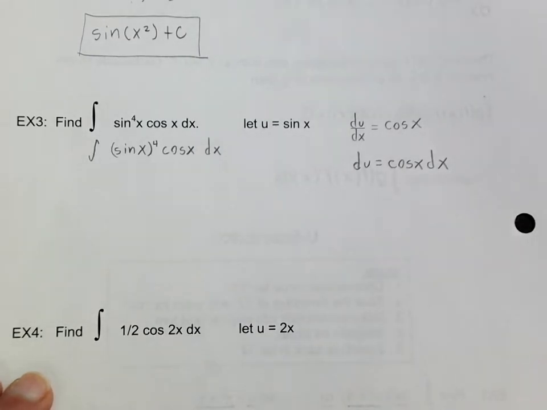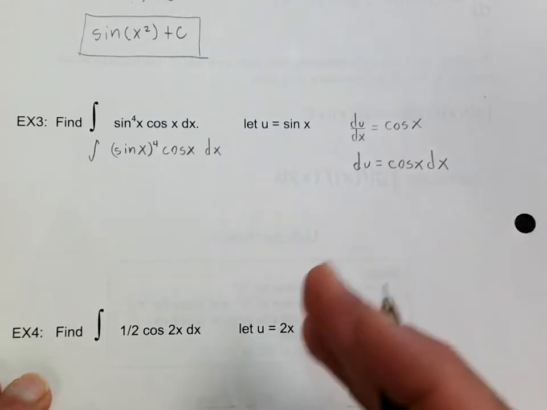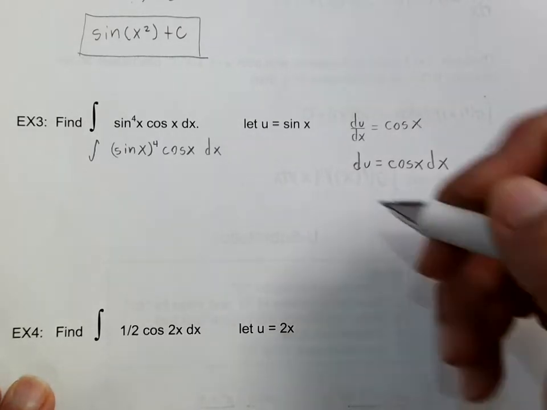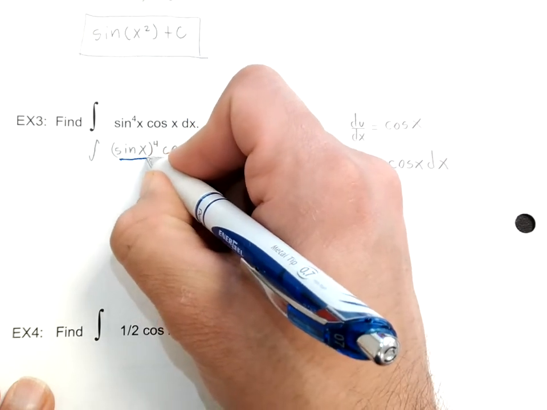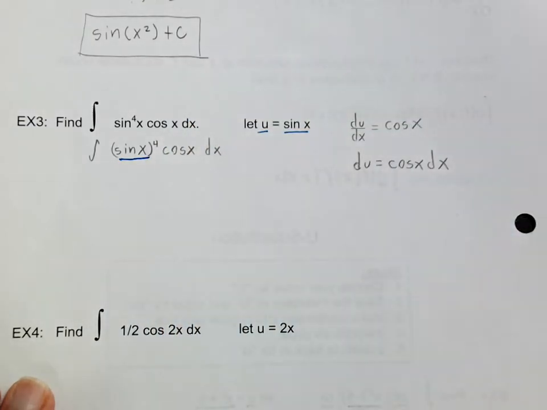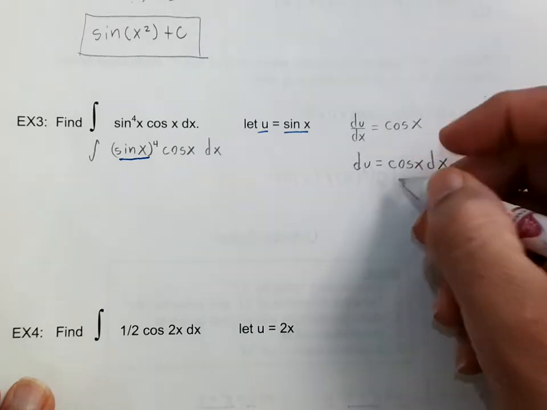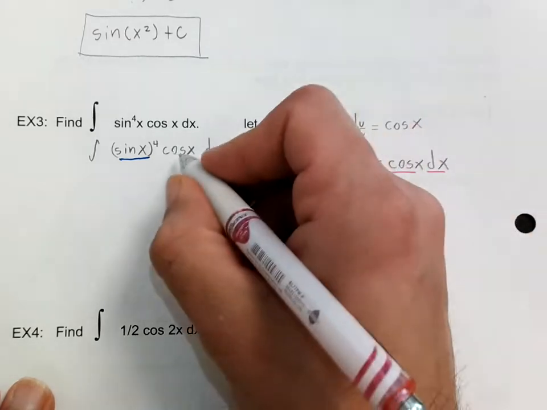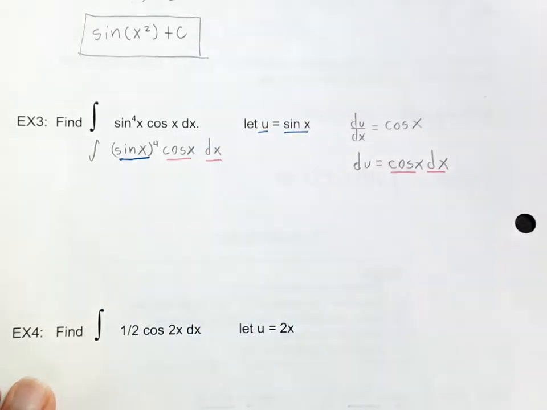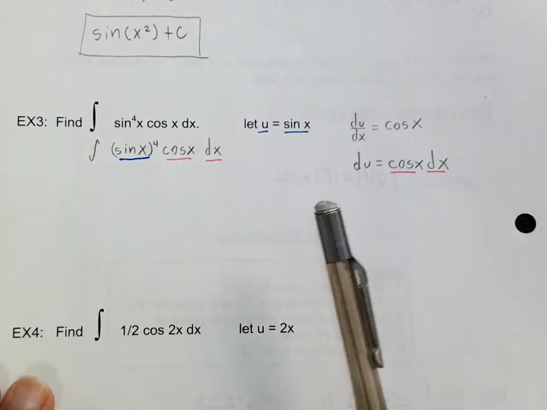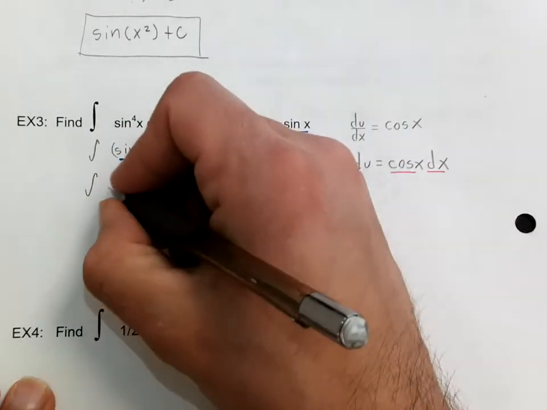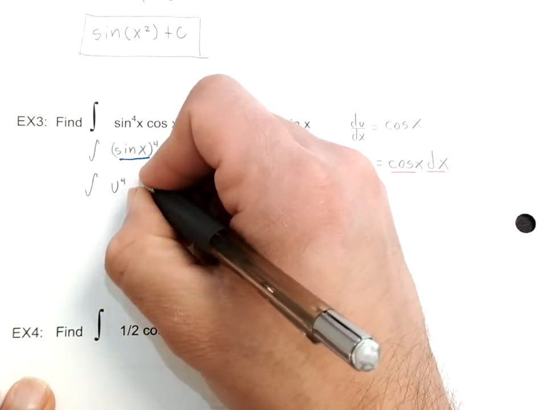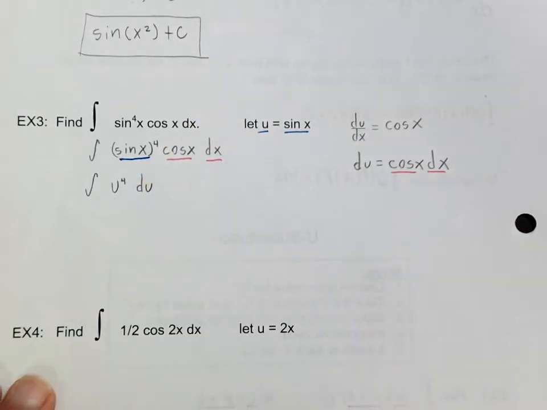Now make sure, look at your equation, make sure you have what you're going to replace stuff with. So we have u is sine of x, so notice that's sine of x right here. So I have that. And then cosine x dx, well, there's cosine x dx, so I have everything. So I'm going to replace all of that. I'm going to substitute it. So I have u to the 4th power du. And I'm just going to integrate this, which is a lot easier.